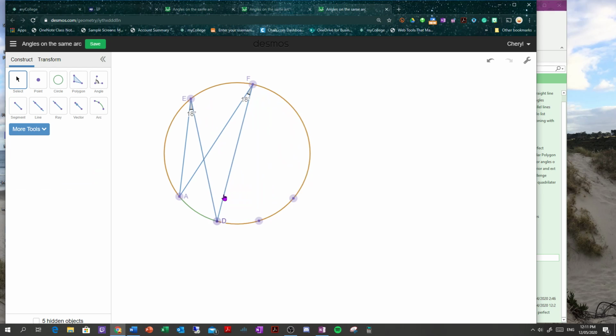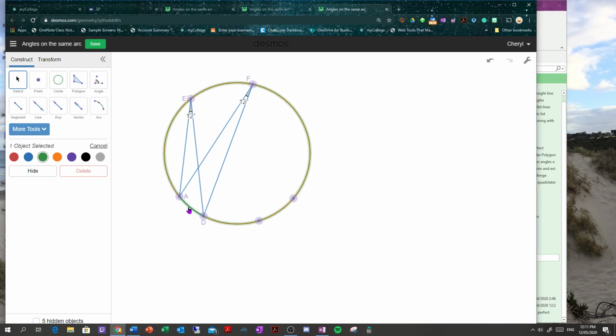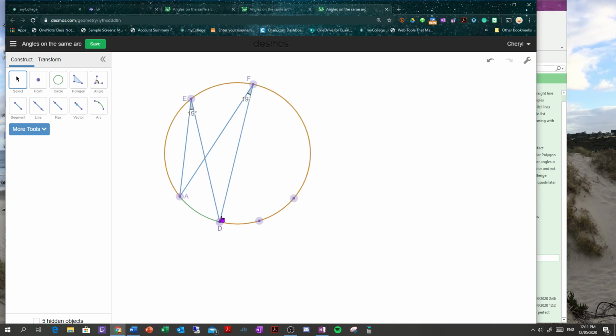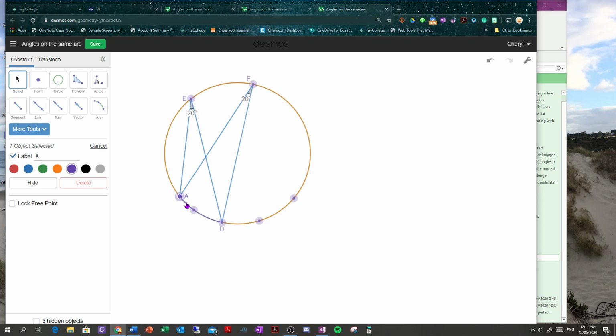And you might have very different looking ones. Where's the arc now? The arc has changed, it's changed where the arc actually is. But do they still share that arc? They do. Look. And if I select that, I can make it purple. So I've changed them around so the arc has changed, but they still share that arc.